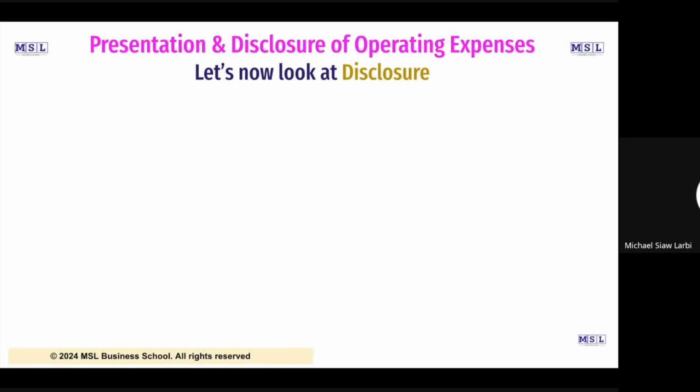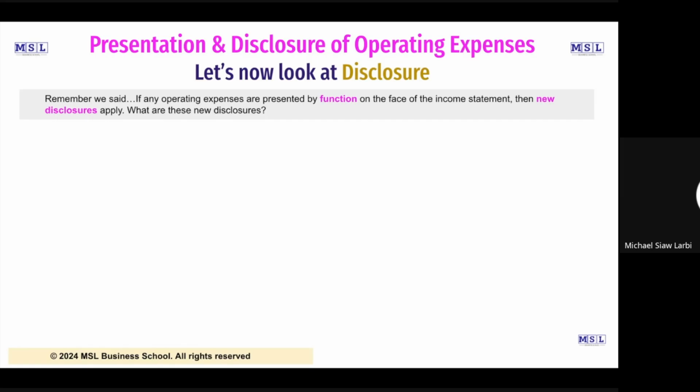So looking at disclosure now, remember I said that if any operating expenses are presented by function on the face of the P&L, then new disclosures apply. What are these new disclosures?